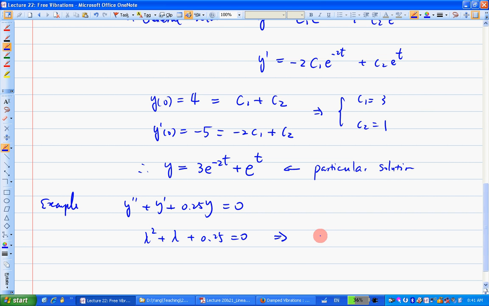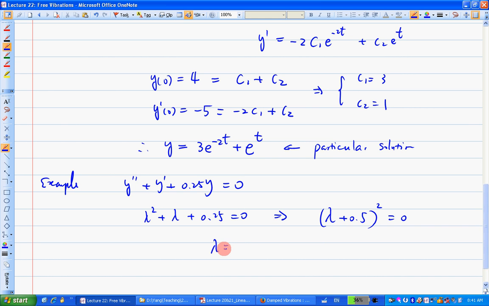Come again? Pardon me? 45? No. See, this is 0.25, right? 0.25 is what square? 0.5 square, right? So this guy is actually just this. Okay. So my solution is this.